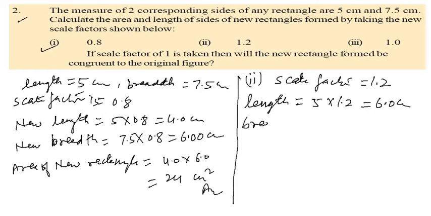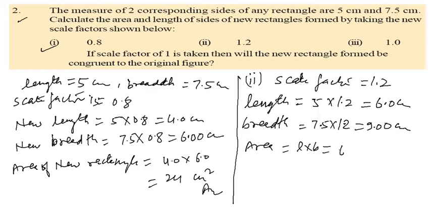And the breadth, your breadth is given as 7.5 into 1.2. So you can multiply it to find this length. It will be 9 centimeters. Now the area is equal to L into B, so it is 6.0 into 9.0. So we get 9 sixes are 54 centimeters square. That will be your answer.